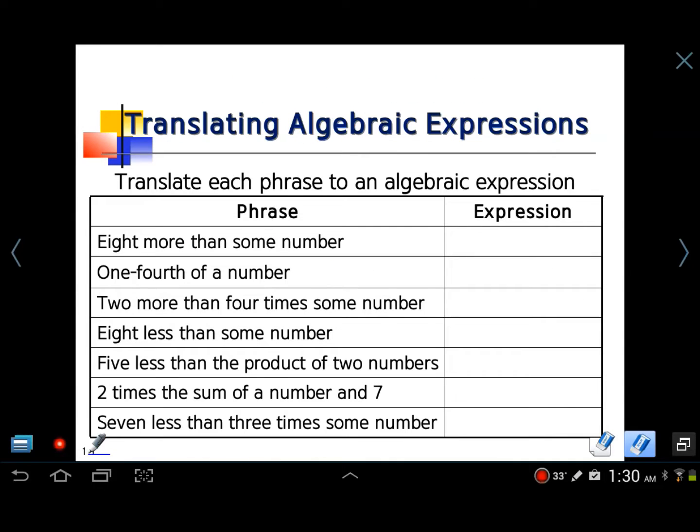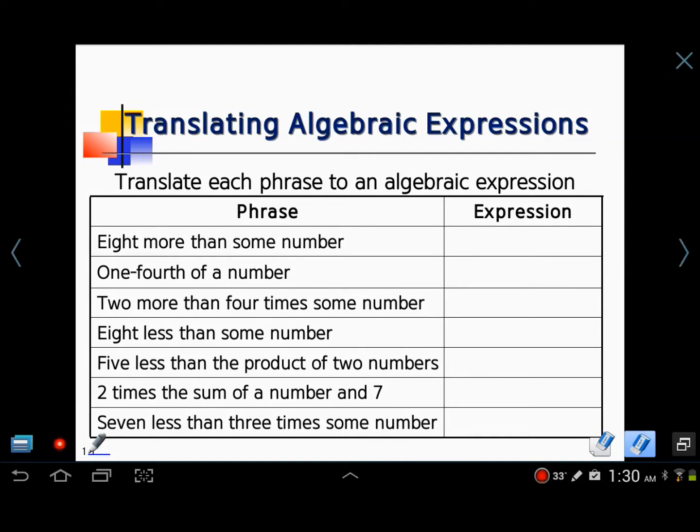Okay, now let's go ahead and just get into translating algebraic expressions. And the best way to learn how to do these is by basically doing them. Getting some practice in. The more you do these, the better you're going to get at them. Just by looking at them, doing a couple or watching me do a couple is not going to cut it. You're really going to have to do a lot of these to get used to it.